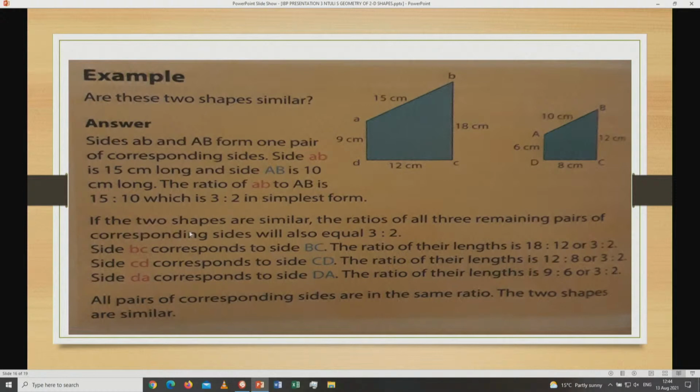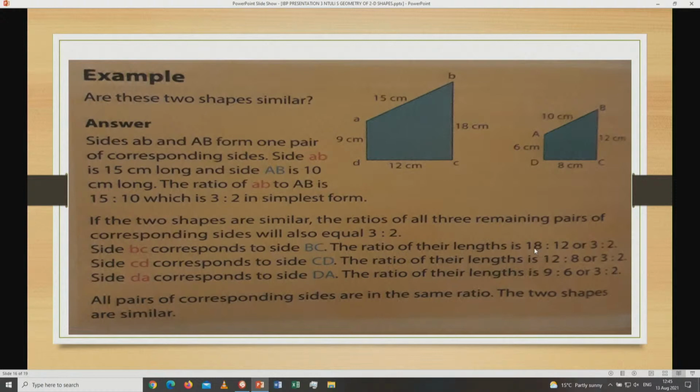Now they say if the two shapes are similar, the ratio of all three remaining pairs of the corresponding sides will also be 3:2. Let us see. Side BC, which is small bc, corresponds to side capital B, capital C. The ratio of their length is 18:12 or 3:2. How do they get to 3:2? Again, they simplified the ratio.